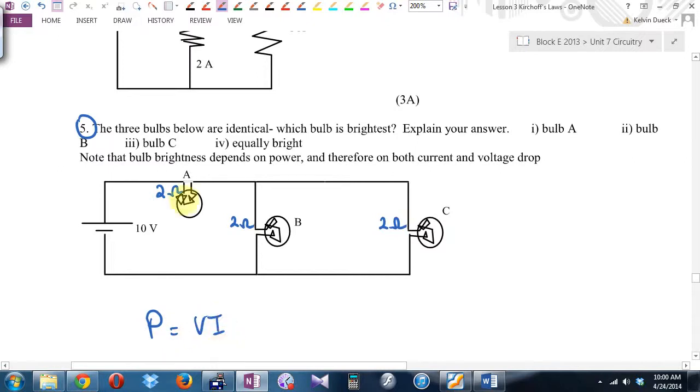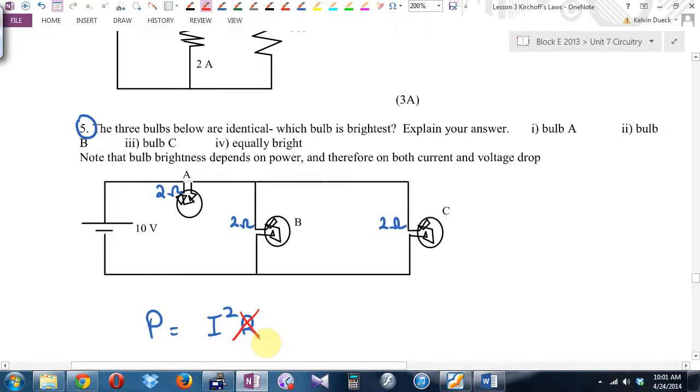That's true, but I don't know the voltage drop in any of these. I don't know how it splits up. So what I'm going to say is power equals I squared R. That was another version of power. Each of them has the same resistance, so this isn't going to affect my answer at all, isn't going to affect the brightness at all.